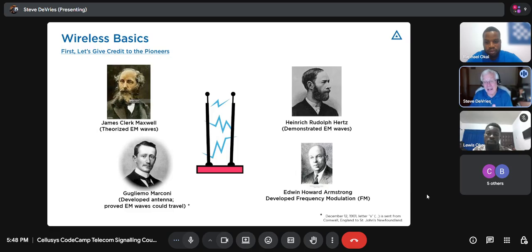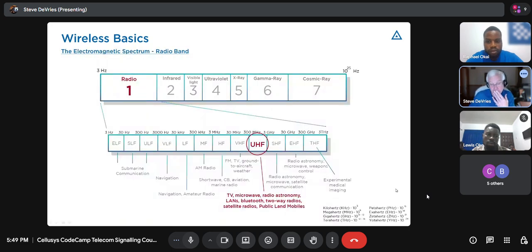And the other one is a guy named Edwin Howard Armstrong. He was an American in New York City, and he developed FM, frequency modulation, which is what really made mobile communications work up until the digital age. These were frequency modulated signals. We use that today, of course, on radios. Prior to that, it was amplitude modulated. So he gets credit for FM. So these are kind of the four pioneers.